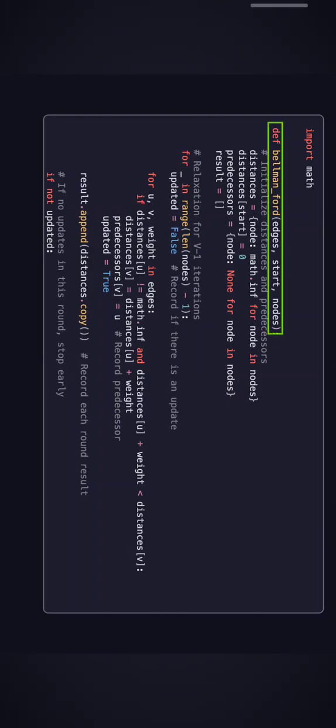This function finds the shortest paths from a given start node to all other nodes in the graph and also detects the presence of any negative weight cycles. It takes 3 inputs: a list of edges, the start node, and a list of all nodes.